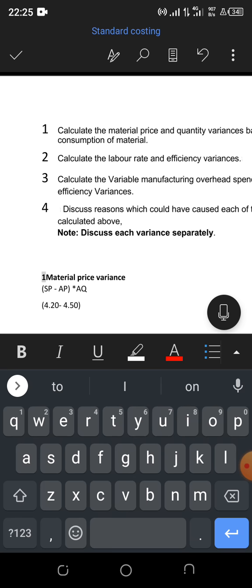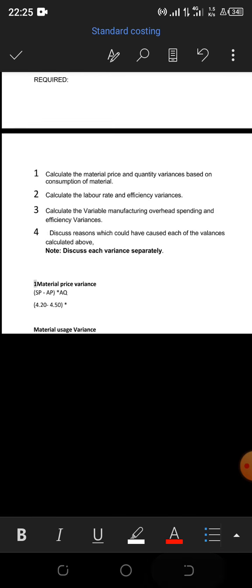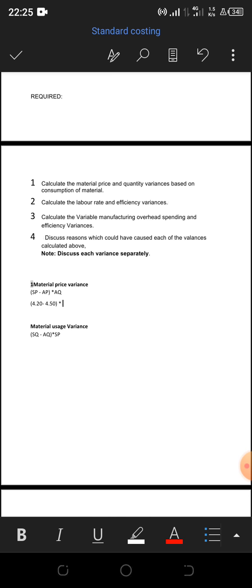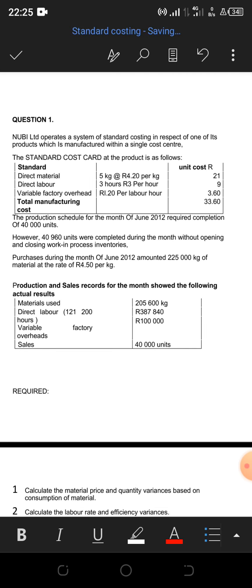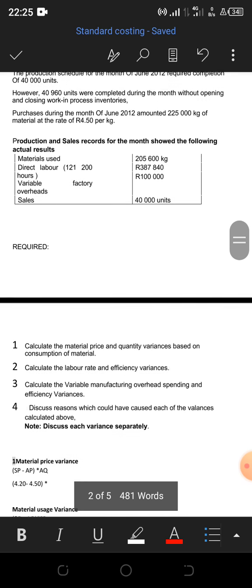Then after that you multiply by actual quantity. So where is the actual quantity? Let's go to the table. They say the production and sales record for the month show the following actual results. So the material that has been used is 205,600. Guys, remember the other one of 225,000 is the purchase. It's not the one that has been used, which means that the remaining has not yet been used, which means that the actual one that has been used is 205,600.